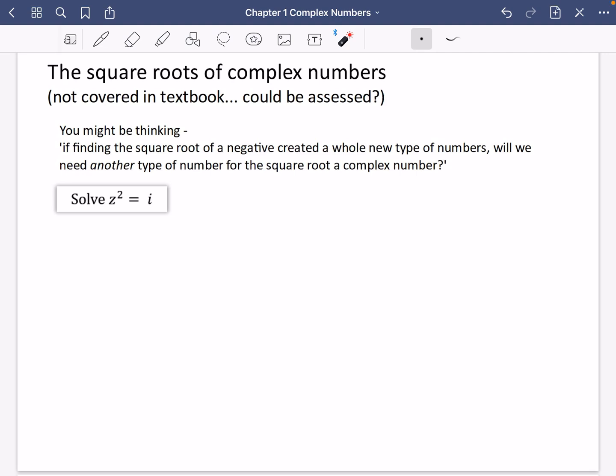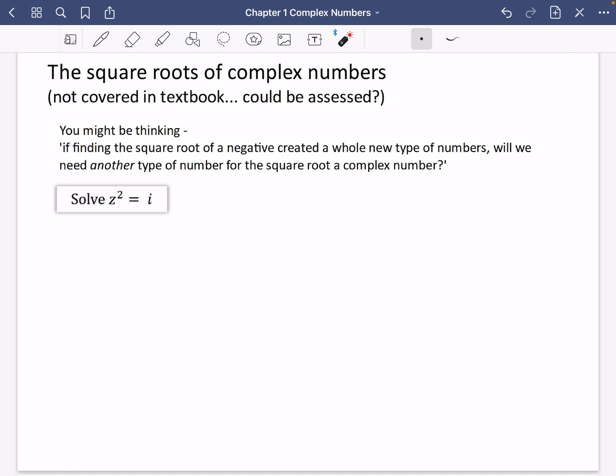Okay, the next thing I wanted to speak to you about was the square roots of complex numbers. This is something that is not covered in the textbook. Could it be assessed? It's the kind of thing that I think could be in there, especially if they wanted to do a little twist on a question. So I always like to prepare my students for every eventuality.